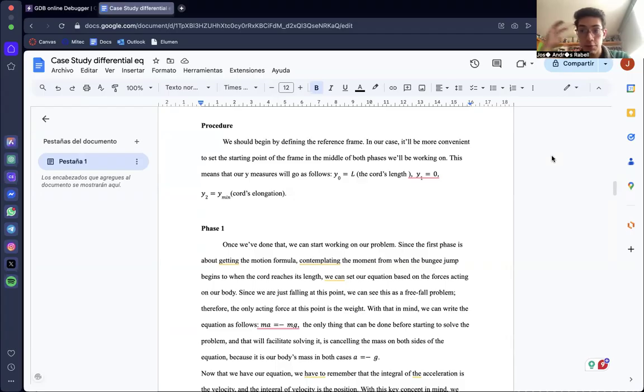Now, what did we work as a case study? We worked the analysis of the motion of a bungee jump through differential equations, basically. What should we consider? Firstly, we have to understand that in a bungee jump, the two forces that we'll be considering will be the weight that's pulling the body downwards, and therefore it is negative, and the elastic force, which is contrary to the weight, which ends up being positive.